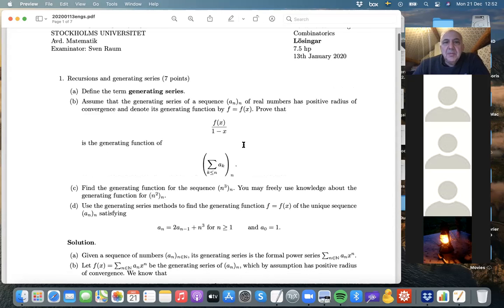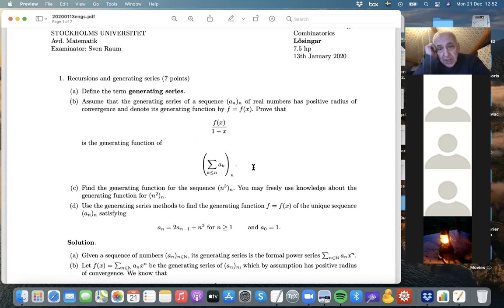Okay, B: assuming that the generating series for a sequence a_n of real numbers has positive convergence radius, denote it by f(x). Now prove that if we divide f(x) by 1 minus x, we get the generating function for the following thing.